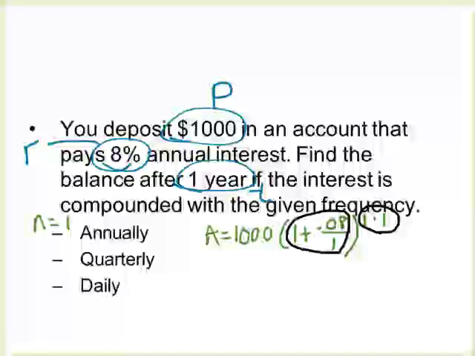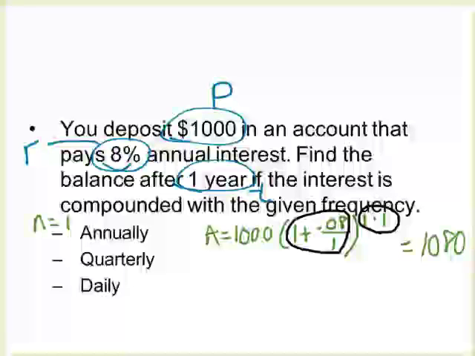For this one, when we plug everything in, we get 1,080. So this question asks for the balance after 1 year, so our balance would be 1,080. If they ask how much interest did you earn, what would our answer be? $80, because that's the amount of money that's different than what we started with. Okay? So $80 free for just letting our money sit there. It's a pretty good deal.